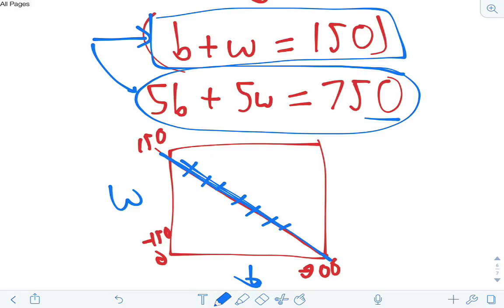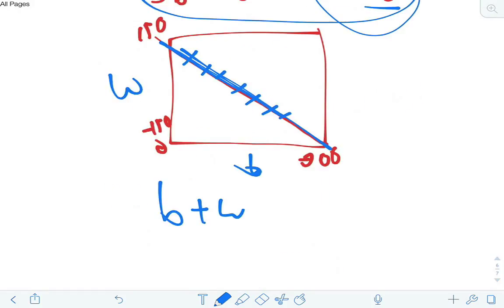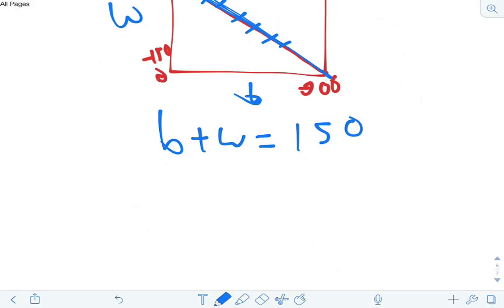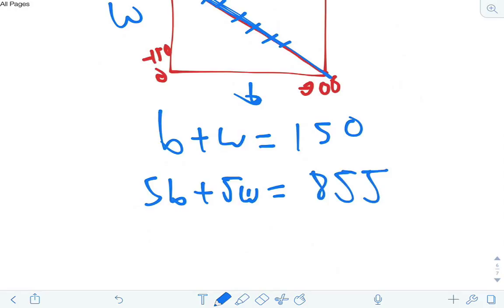I'm going to bring in one more scenario. I'm just going to change the amount of dollars brought in at the end of the night. Everything else will be the same. I have B plus W equals 150, and 5B plus 5W is equal to 855. So I changed the price. Now you see that if I multiply this first equation times 5, I do not get the second equation.